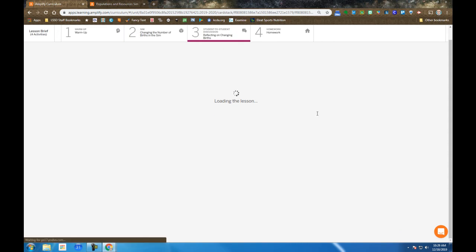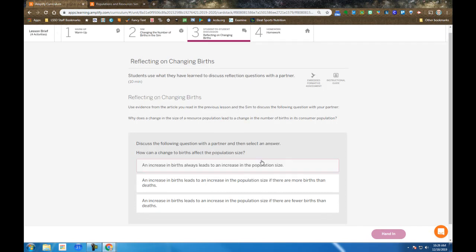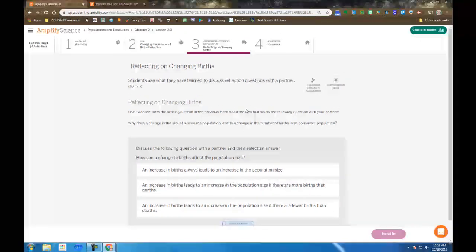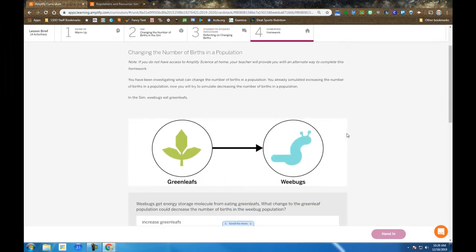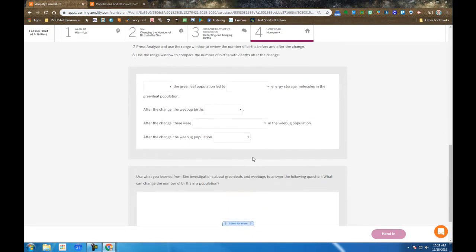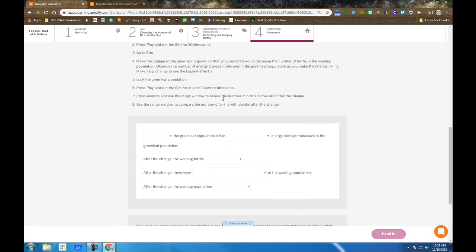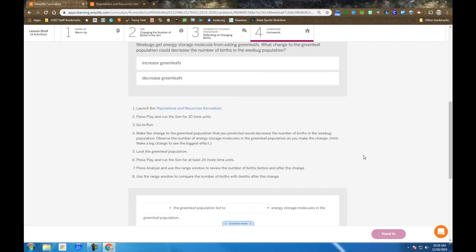You get a chance, once people have had to complete that step, to discuss the reflection on changing births. You need to commit to one of the 3 answers there. And then in the homework or final step, still talking about green leaves and wee bugs, they present you with a couple more questions that you need to make adjustments to in the simulation and come back with some conclusions. And that is Lesson 2.3.